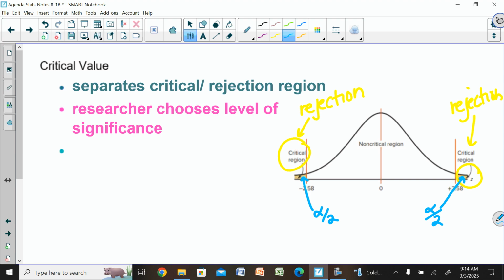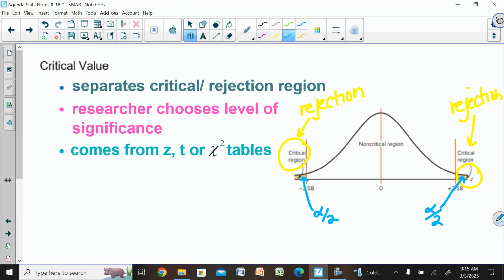Just like we talked about with confidence intervals, how confident do you want to be? Do I want to be 99% confident, 75% confident? The researcher chooses that, or the teacher. And when we're talking about our critical values, or we're talking about rejection regions, we're going to go to our Z, T, or our chi-square tables, just like we did for confidence intervals. So there's a lot of parallels going on here.